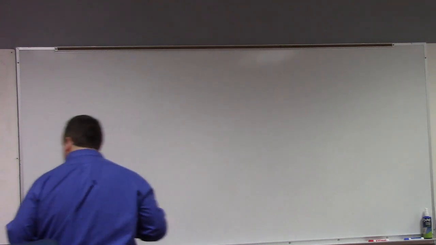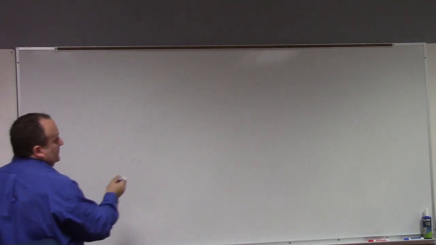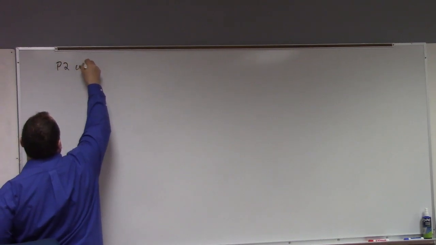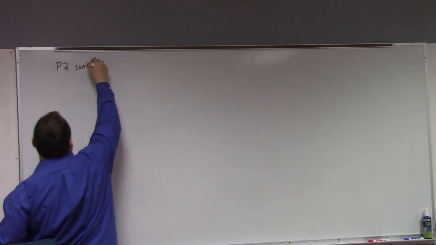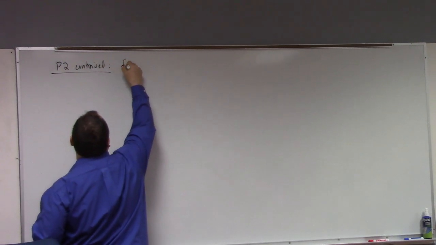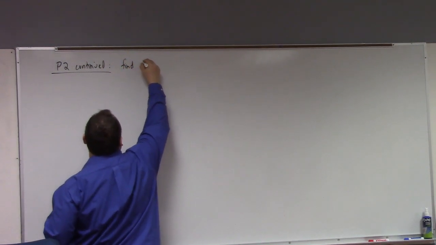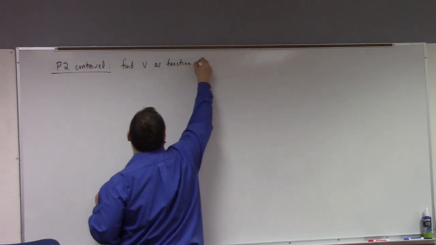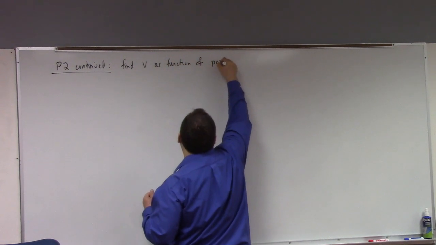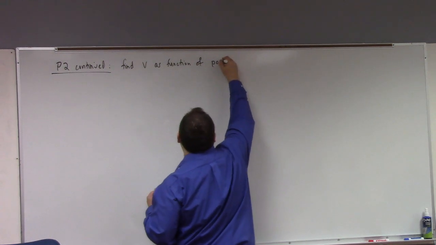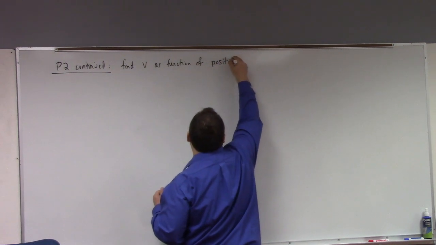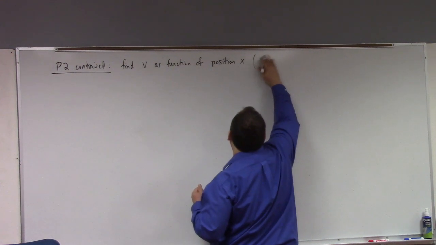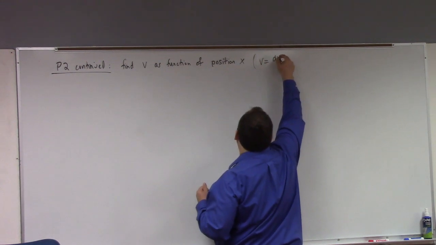All right, so example 2 continued, well, problem 2 continued. Find velocity as function of position. Can't spell. Position, let's say x. We're going to assume that v is dx dt.